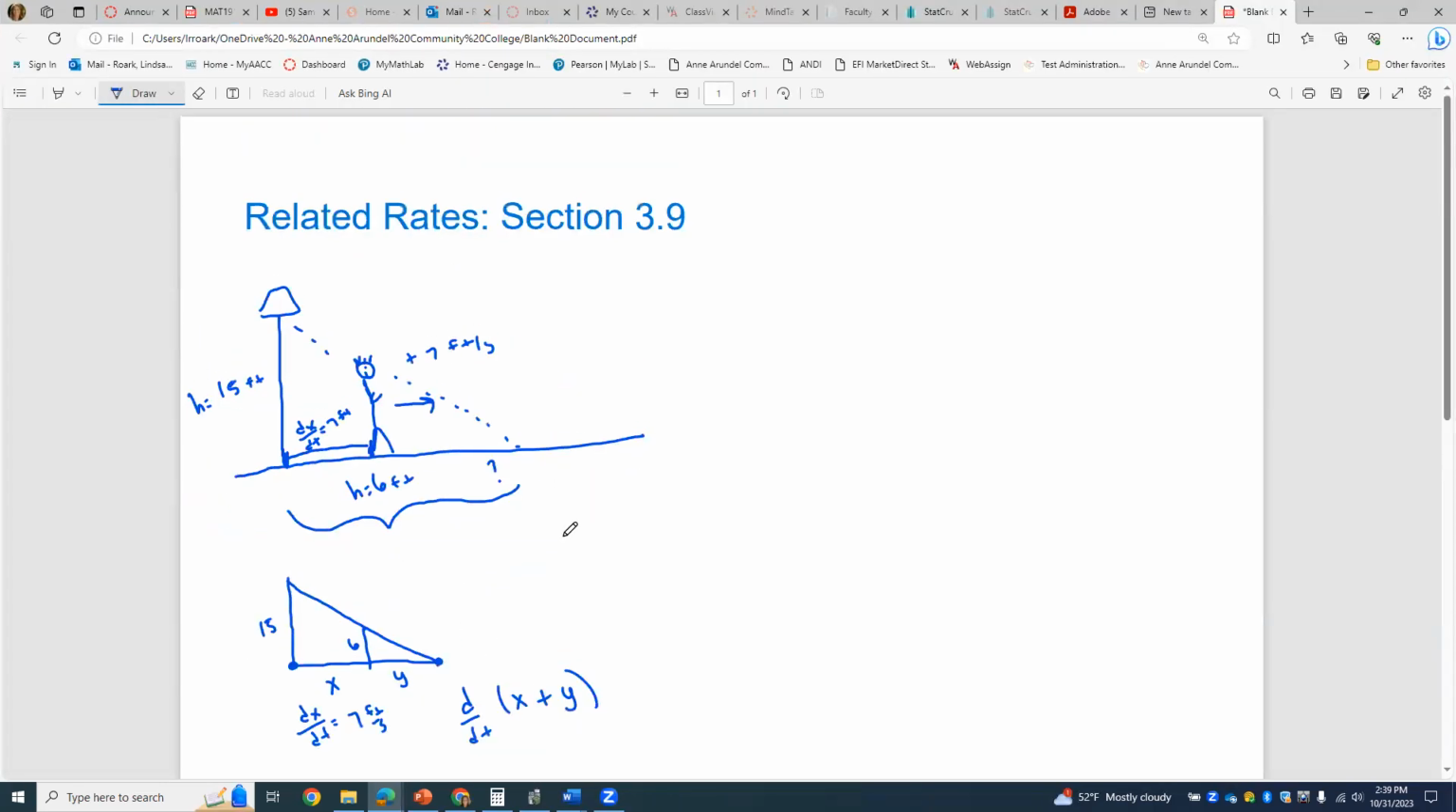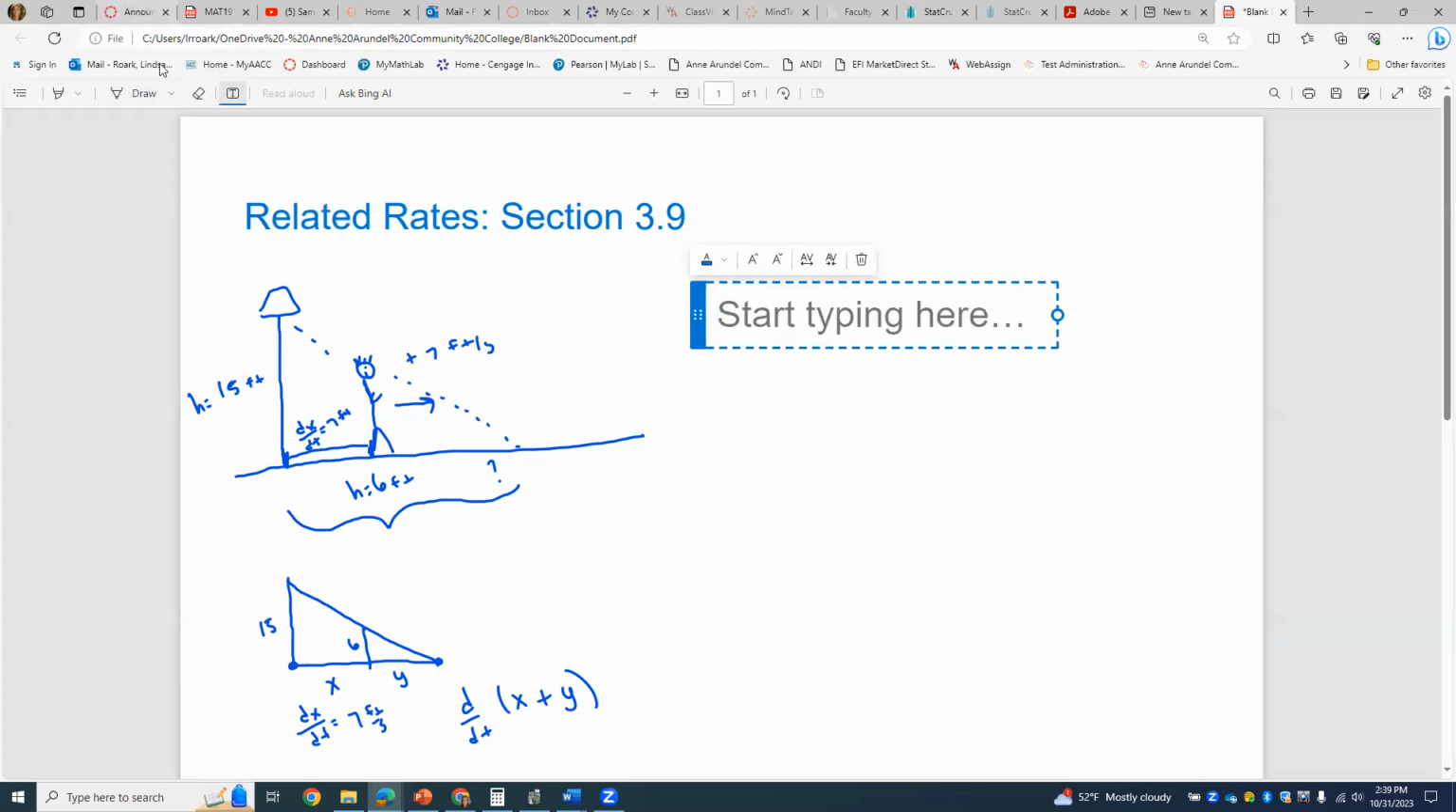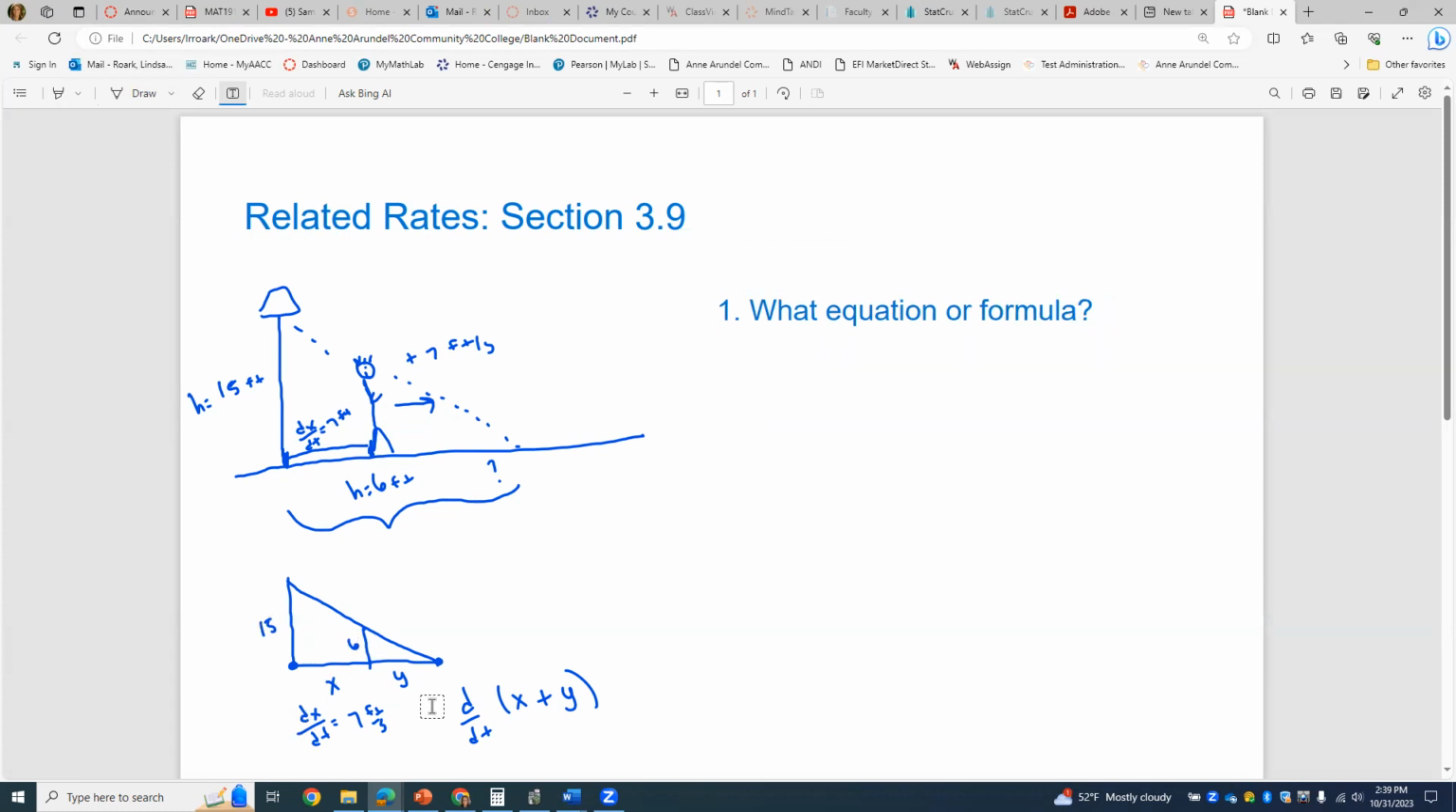Whenever we have these related rates problems, I read them a couple of times. I usually try to get my bearings straight on what they're even describing. And then the key component is, what equation can possibly relate all of these things together? What equation or formula could we use? I don't know. Let's think. Is there any equation I could use that could relate 15, 6, x, and y together?